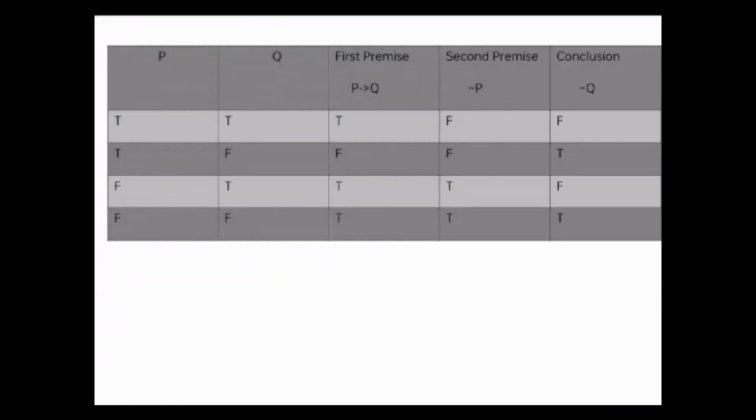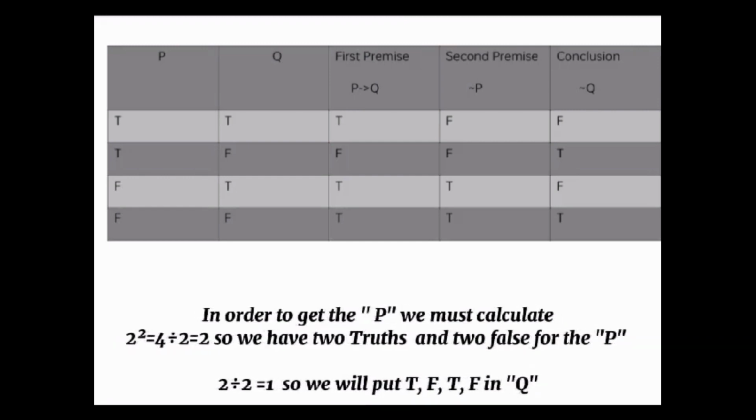So we have here a table that has 5 columns and 4 rows. P, Q, and the first premise is P then Q. Second premise, not P, conclusion is not Q. In order to get the P, we must calculate 2 squared equals 4 divided by 2 equals 2. So we have 2 true and 2 false for the P. So 2 divided by 2 is 1, so we will put T F in column Q.